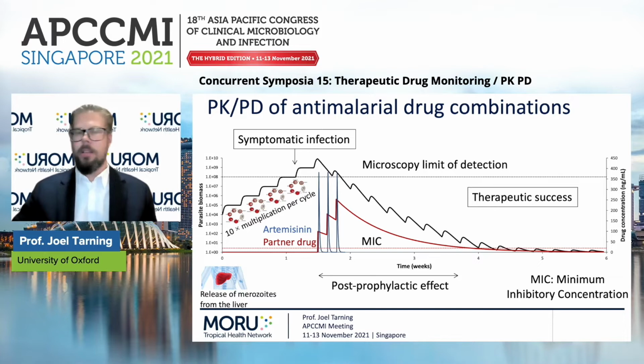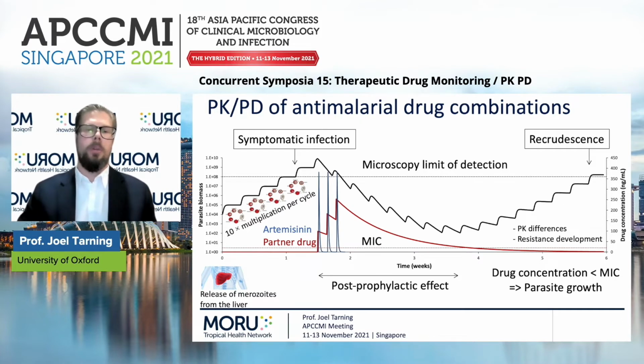And if you have an alteration in the pharmacokinetic properties, or a resistance development with an increased IC50 value for the parasites, that can lead to the drug concentrations falling below the MIC value before the parasites are eliminated from the body. And these parasites can grow back and cause a recrudescent infection.